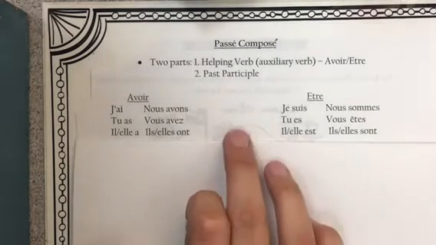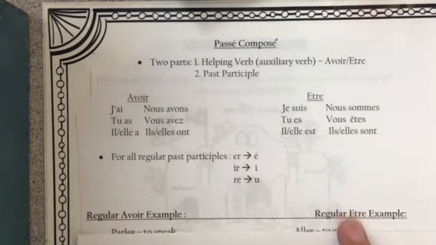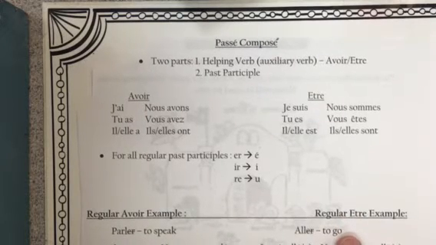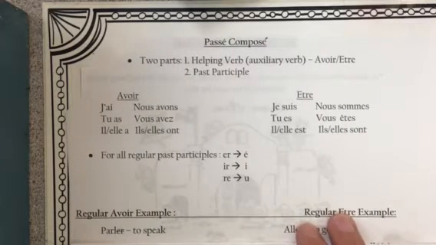Okay, so let's move down. And remember, again, like I said at the beginning, all regular past participles: er becomes é with an accent aigu, ir becomes i, and re becomes u. Okay, moving along. Here are different examples, okay? This will kind of give you an idea.